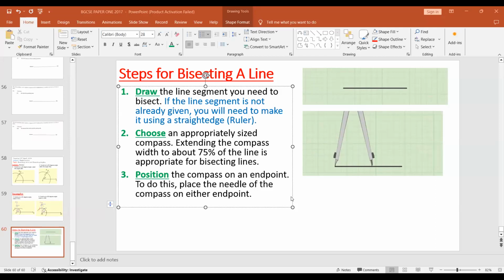All right, and Paul, can you read the third point for me again? Position the compass on an endpoint. To do this, place the needle of the compass on either endpoint. Very good. And then the next thing that you're gonna do is after that, you're gonna draw an arc.